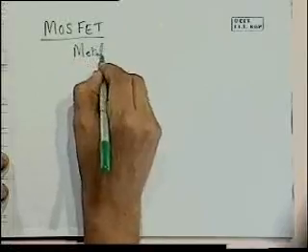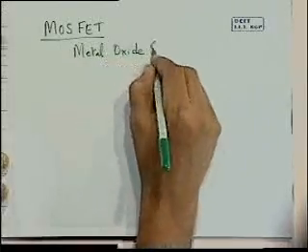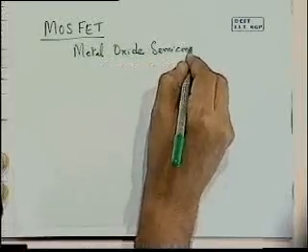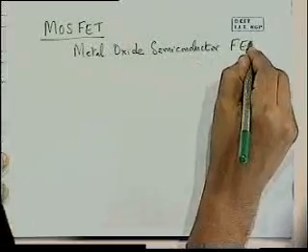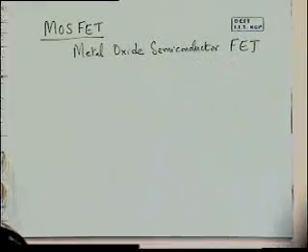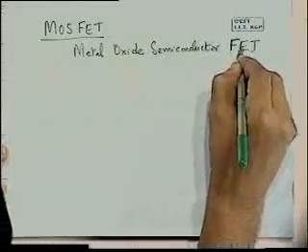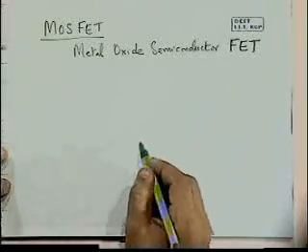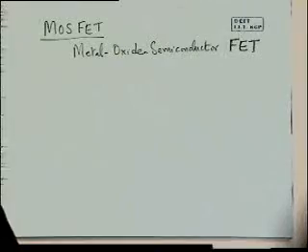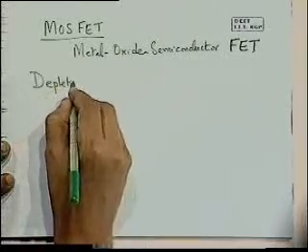The abbreviation MOSFET stands for metal oxide semiconductor field effect transistor. I was drawing a blank there, pardon me. Metal oxide semiconductor field effect transistor. And we'll see some variations of this also. There are many names that come. Now again, for this, the depletion type is there, which we'll look at first.